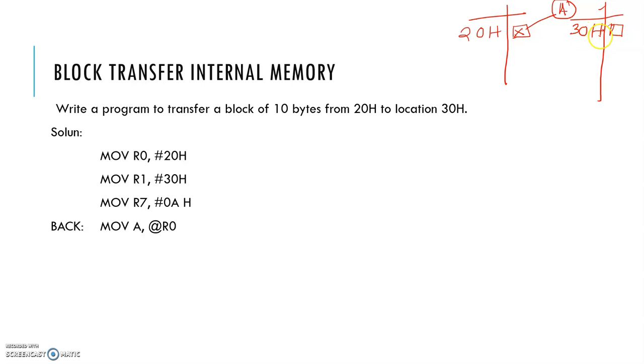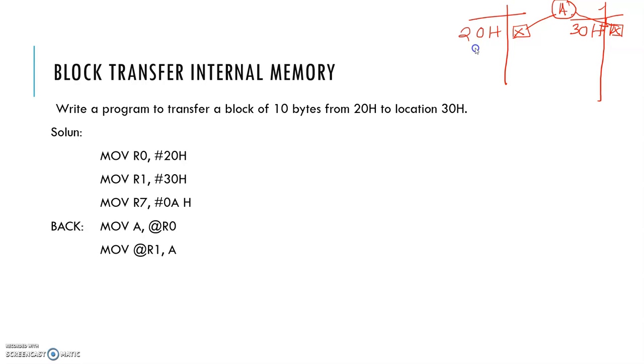To place the data to the 30 hex memory location, we use the R1 register to point. So MOV @R1, A. The first operand is the destination, that is @R1, and A is the source. So data is transferred from A to 30 hex, the location pointed by R1.